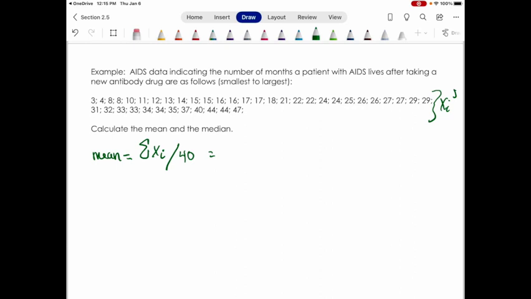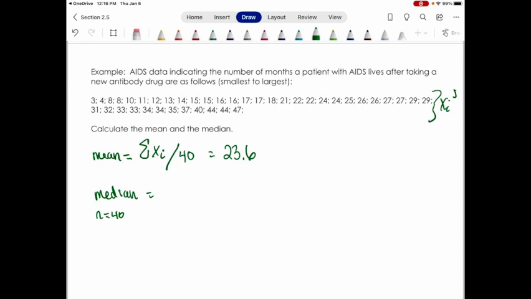I'll let you guys do that on your own. I'm not going to waste time doing that in the video, but I'm sure you can add up all those values. It just takes a little bit of time. When you add all of those up and you divide by 40, you should get 23.6. All right, now for the median, since we have 40 data values, our n is 40.